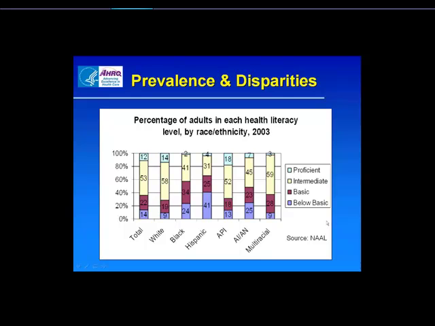So that you have an understanding of what kind of tasks we're talking about, an intermediate task would be understanding the correct dosage of a drug based on reading the over-the-counter label. So 2/3 of Hispanics aren't reaching that level, over 1/3 of black adults, and almost half of American Indian and Alaskan Natives are not reaching the intermediate level.